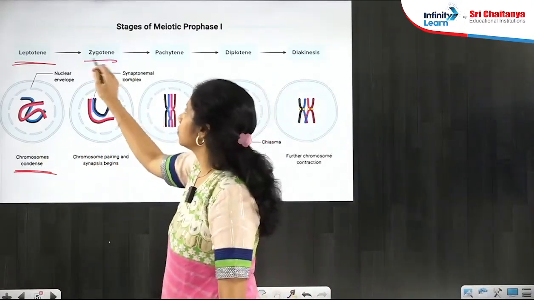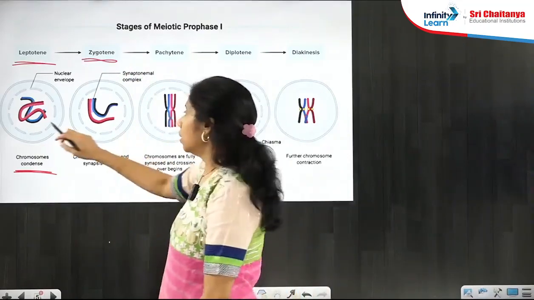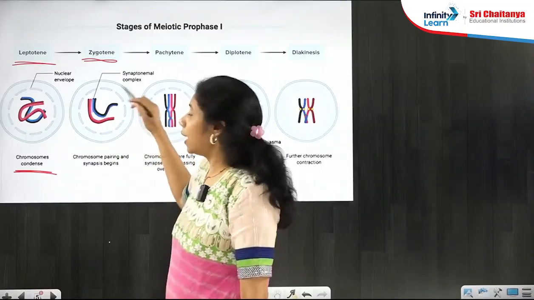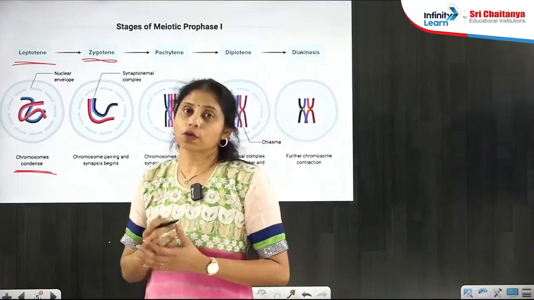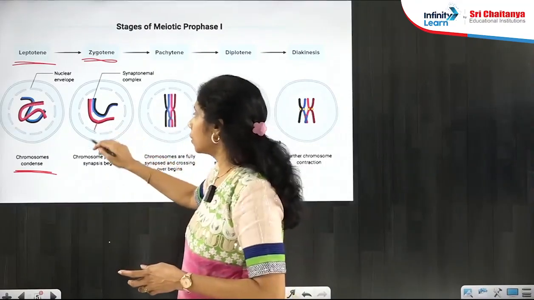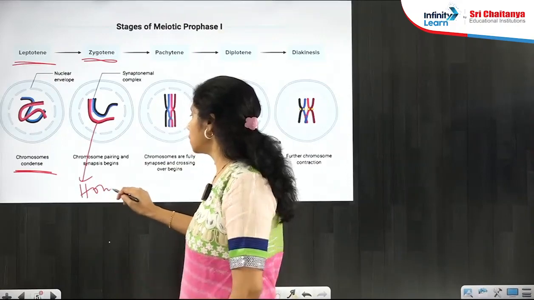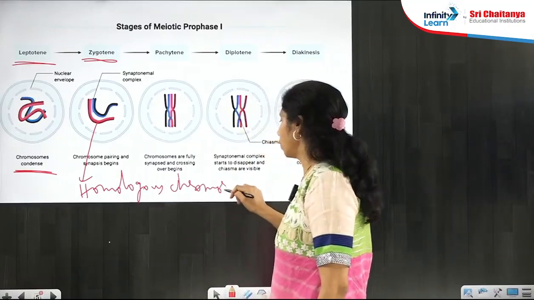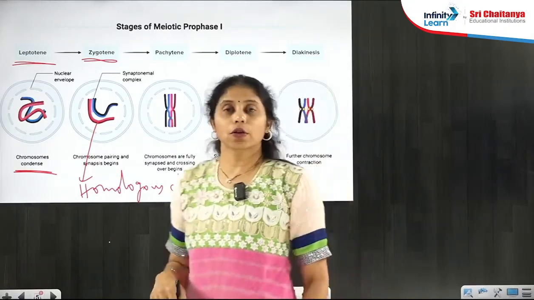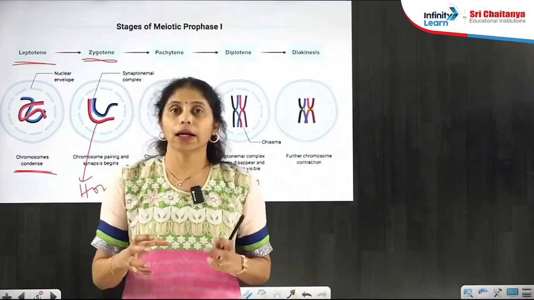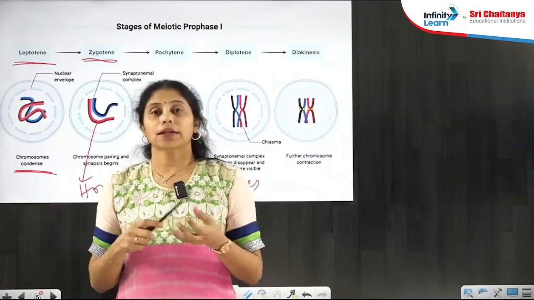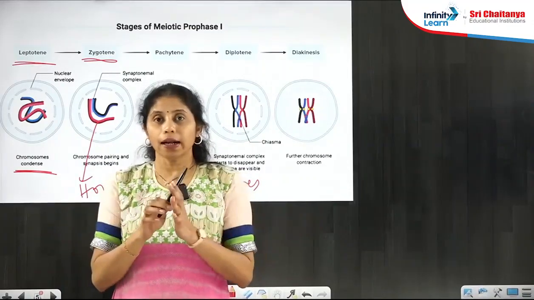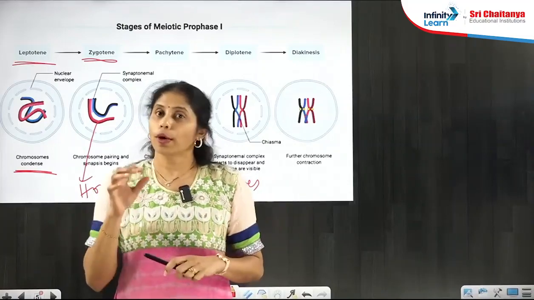That is the leptotene stage. About zygotene: in zygotene, here you can see two red ones, and red and pink, blue and black. They are called homologous chromosomes. So these two are homologous chromosomes. Homologous chromosomes means the two chromosomes which are identical in all aspects. You can take the size, shape, gene content, gene order, anything you can take. If they are identical in all aspects, they are called homologous chromosomes.